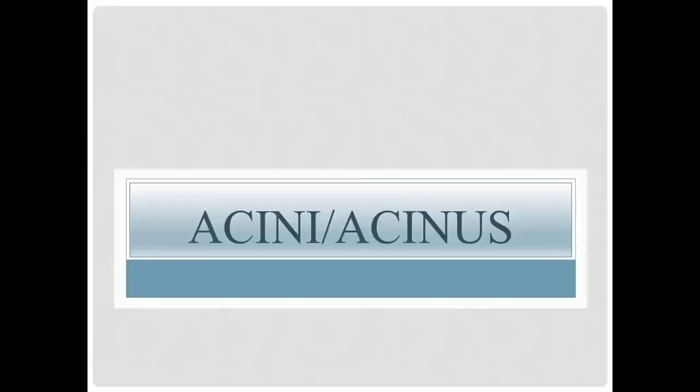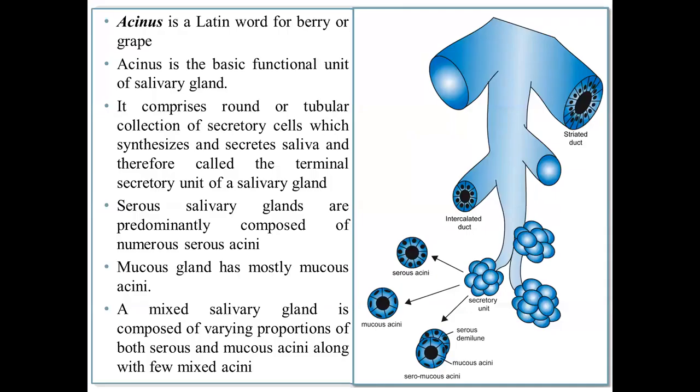So we'll see the acini. We have already discussed that the acini are of mainly two types: the serous acini and the mucous acini. The word acini in Latin means a berry or a grape. It is the main functional unit of a salivary gland. It mainly comprises round or tubular collections of secretory cells, which form the secretory unit of the salivary gland.